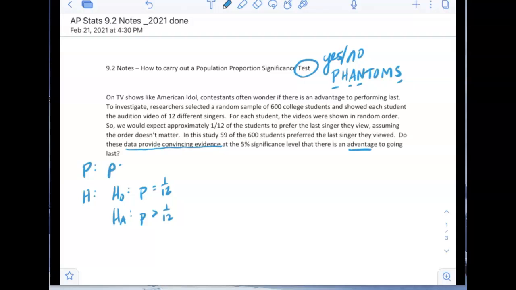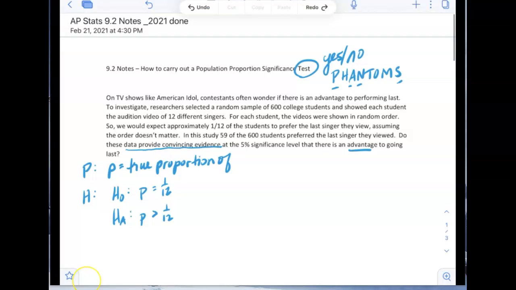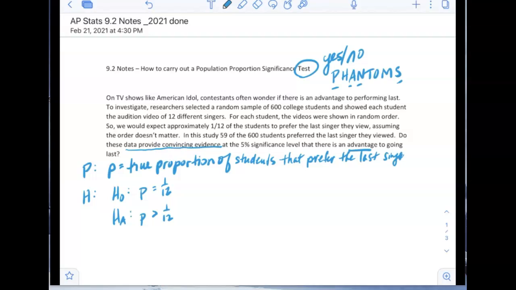So I would say p is the true proportion of students that prefer the last singer. All right, so very similar to what we were doing in PANIC processes, and we've been practicing the null and the alternative hypothesis.